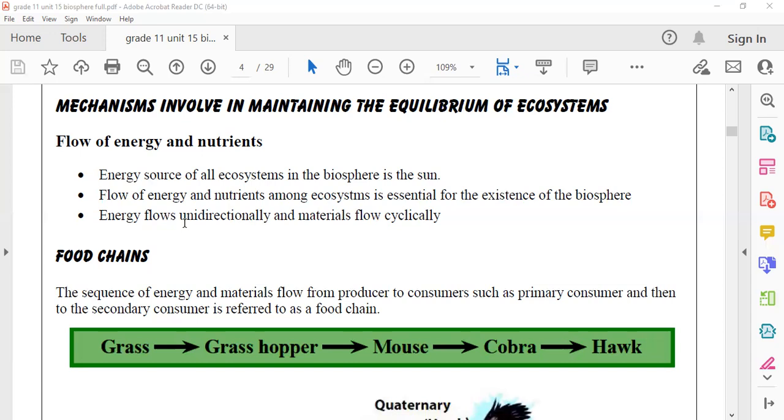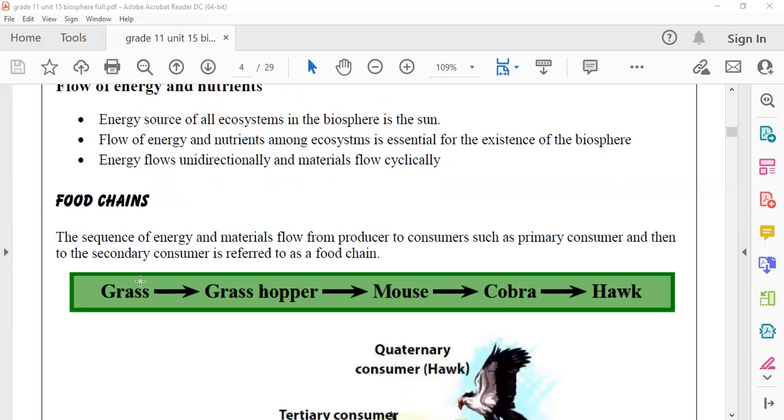So the energy is flowing unidirectionally, in one way, not going in a cycle, right? So this is the basic idea behind the words flow of energy and nutrients.